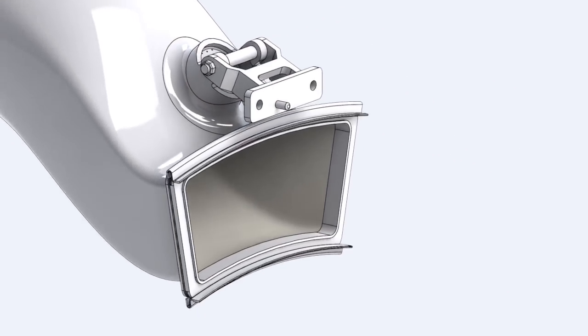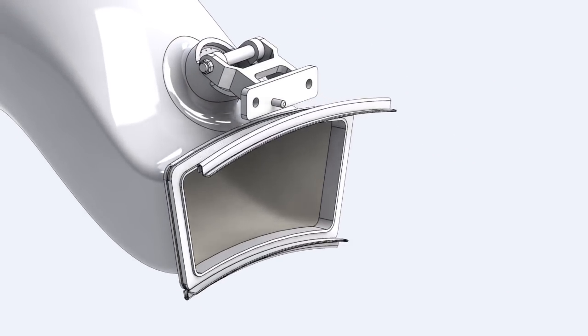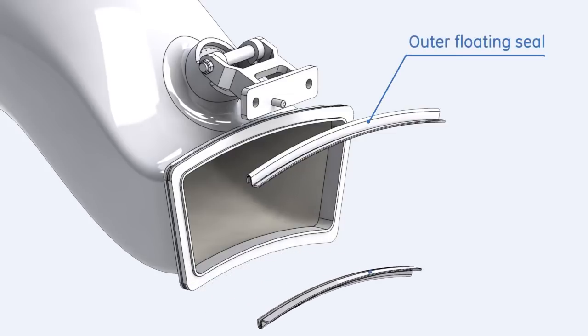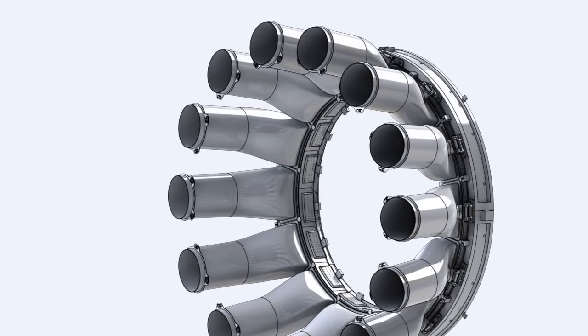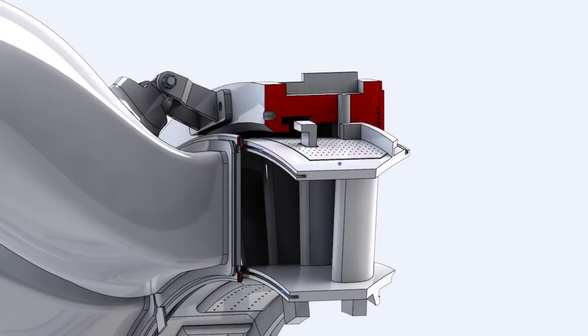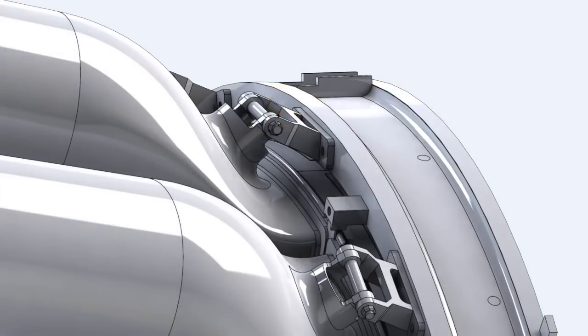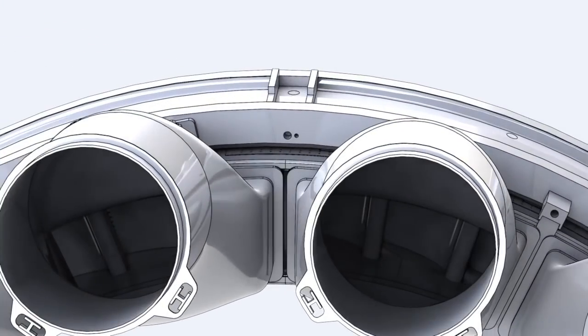The transition pieces are sealed to both outer and inner side walls of the first stage nozzle by the outer and inner seals. These seals are inserted into grooves on the first stage nozzle to minimize compressor discharge air leakage into the hot gas path. The sides of the transition pieces are sealed by side seals.